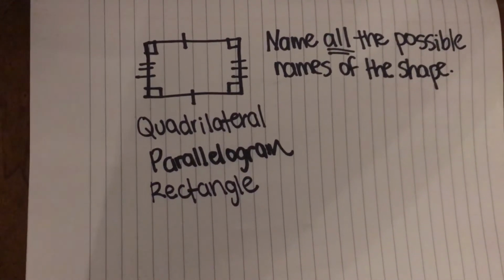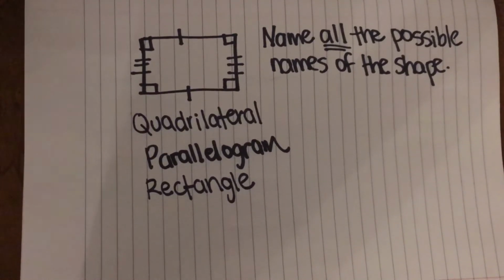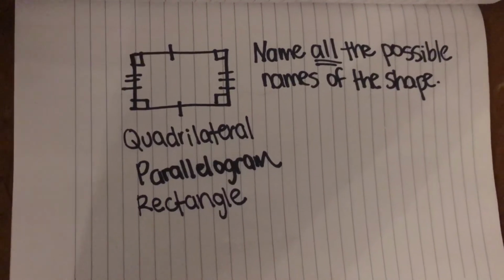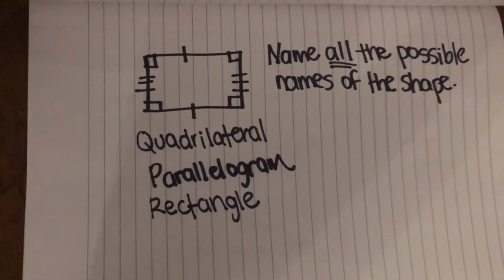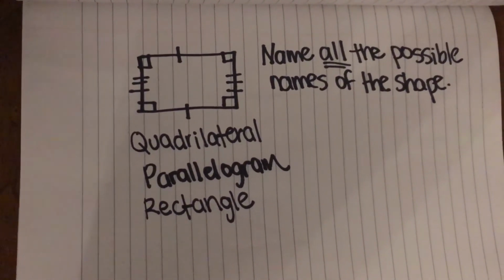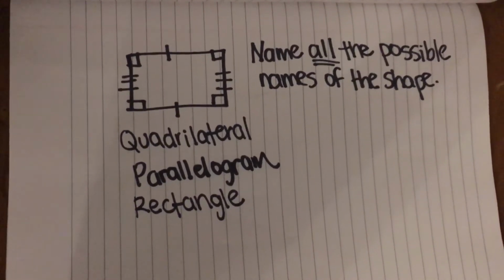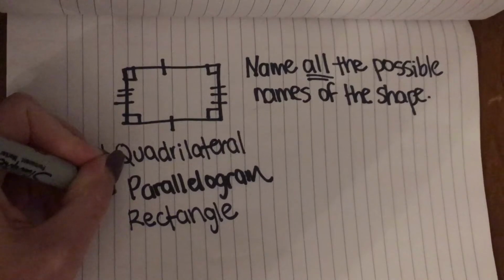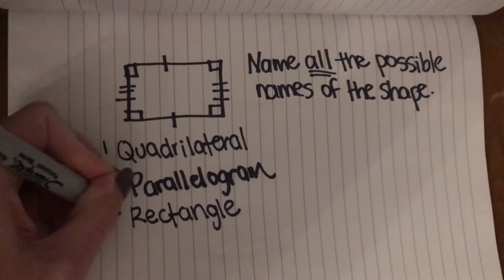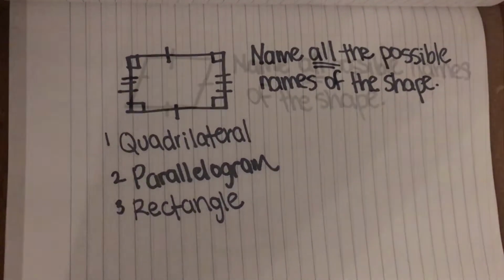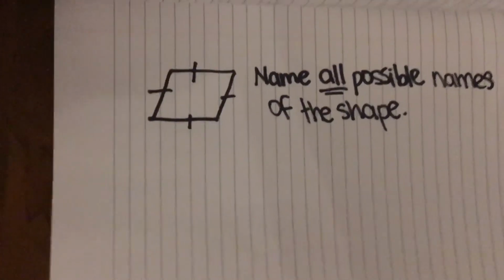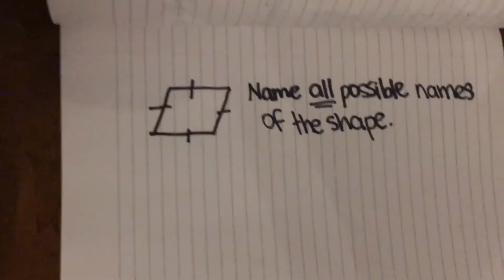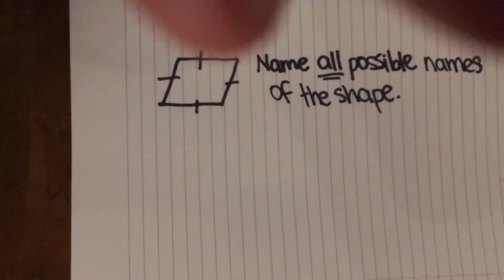Next up, square. Well, let's look. A square has to have opposite sides parallel. We established that. All sides equal. Well, that was out from the rhombus. So the 3 names of this shape are quadrilateral, parallelogram, rectangle. Okay, now if you're still with me, we're going to do another shape that's a little more intense than the one that we just did previously.